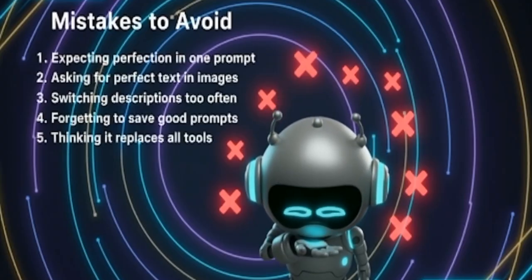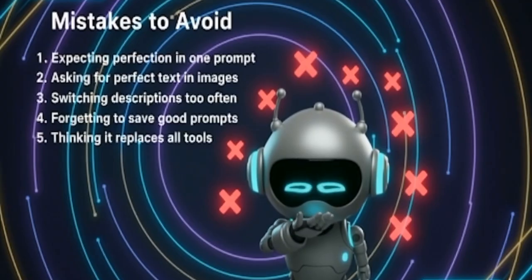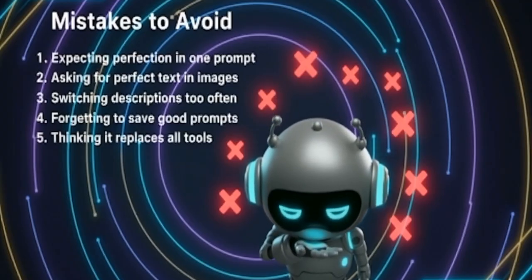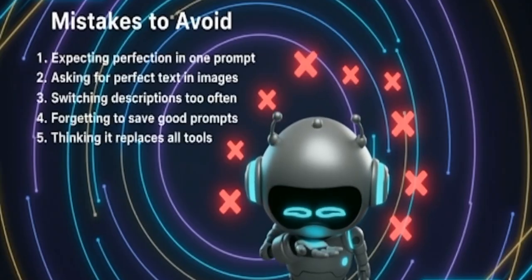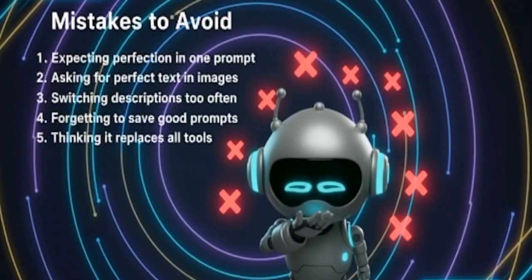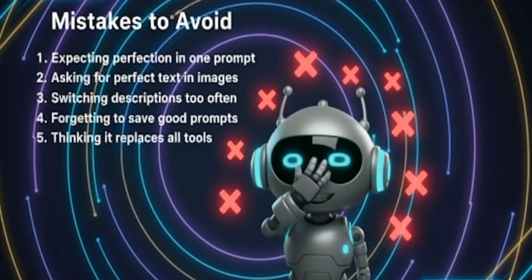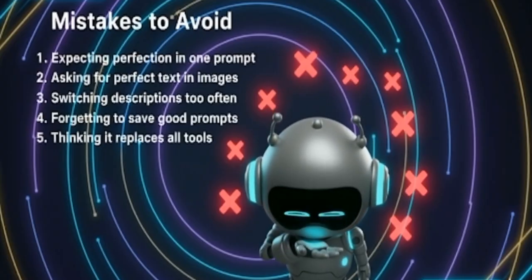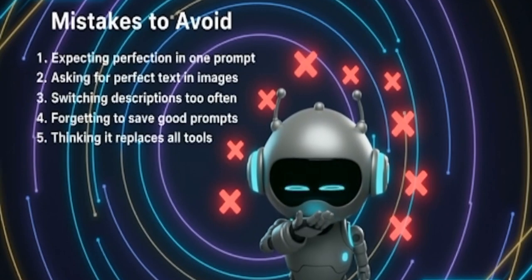3. Switching descriptions. If you want character consistency, use the exact same wording every time. Even small changes like glowing blue eyes versus bright blue eyes can cause drift. 4. Forgetting to save prompts. If you find a formula that works, copy it into your prompt library. You'll thank yourself later.